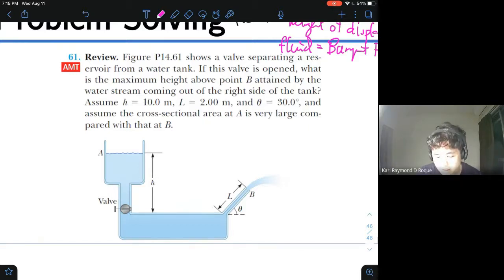Bakit inassume na very large? Para hindi halata na, kasi kapag kumonti yung volume niyan, parang infinite source. Do you get what I mean? Para pag may lumabas dito, hindi na babawasan at all yung volume dito. So sige, let's start. Bernoulli's principle daw. Paano?